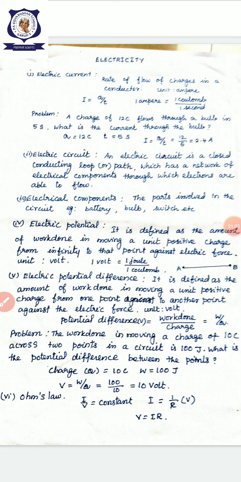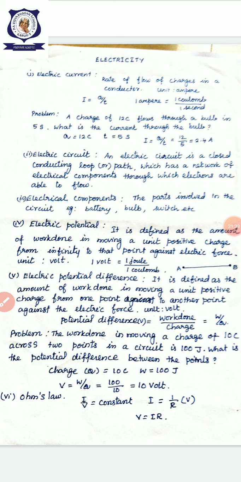See, already I told you, if there is a potential difference, then only the charge can flow. If the potential difference is high, more electric current can flow. If the potential difference is less, the current is less. So that means if the potential difference increases, I increases. If potential difference decreases, I also decreases. So they are directly proportional.